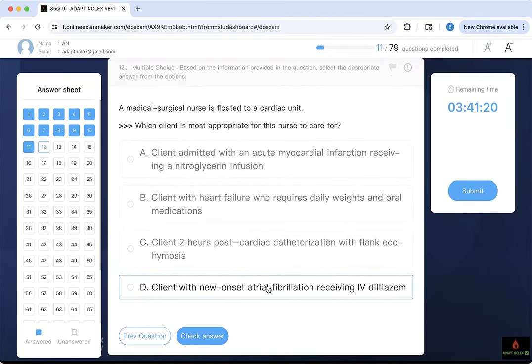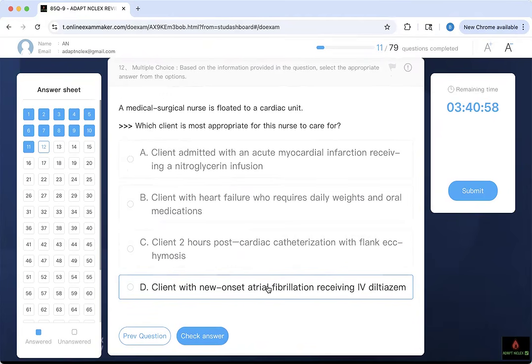A Med Surg nurse is floated to the cardiac unit. Same thing, Med Surg to cardiac unit. It's a floater. Don't give them anything that is not specialized to them, only specialized to the unit. Therefore, give them something that is predictable, that is not hard. That's all. Which client is most appropriate for the nurse to care for?